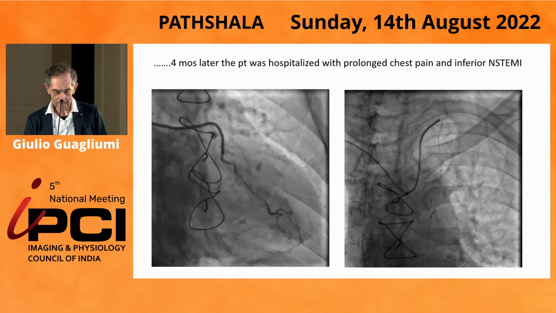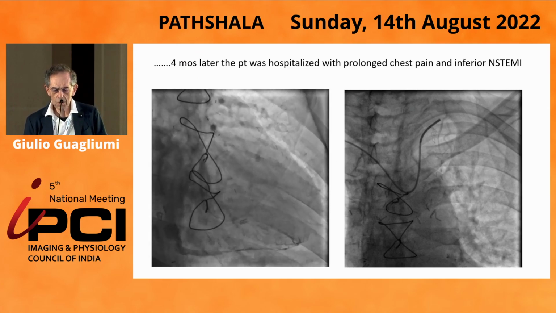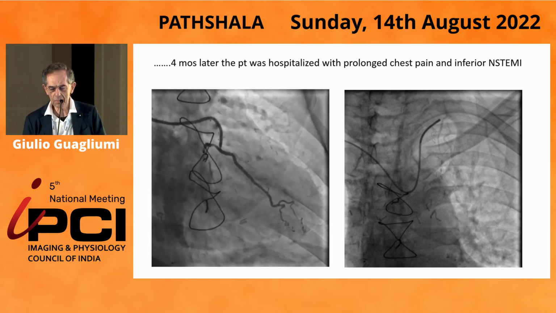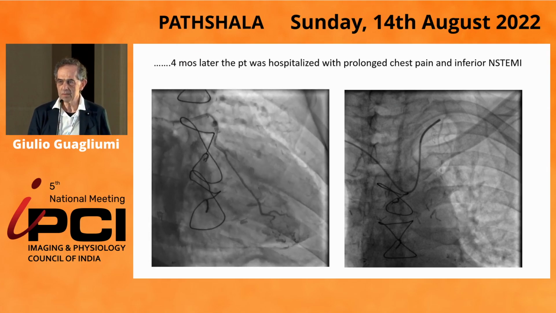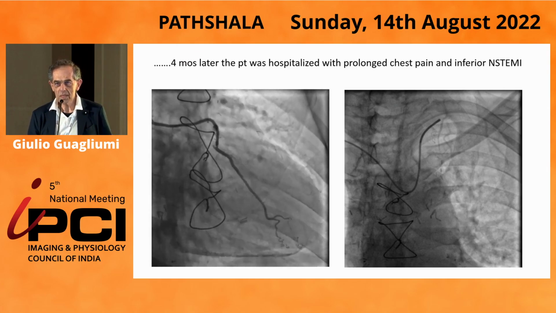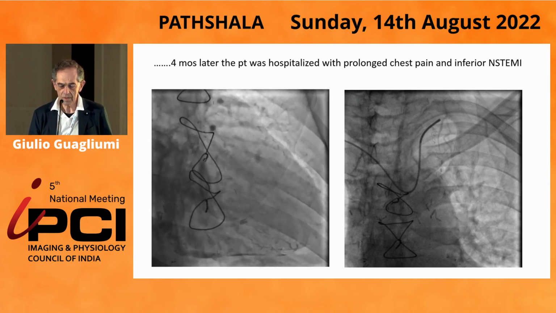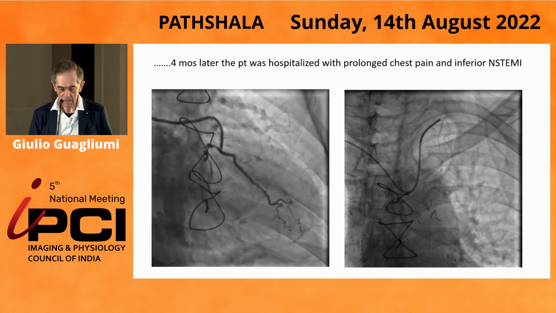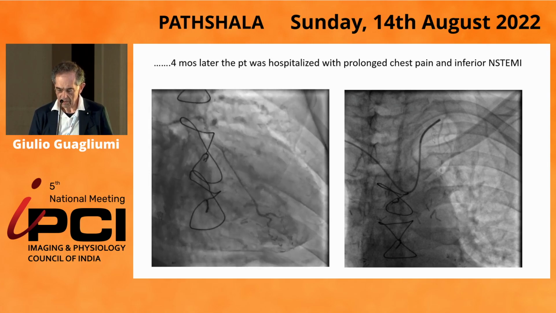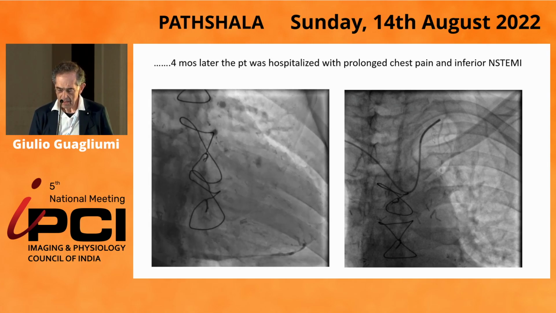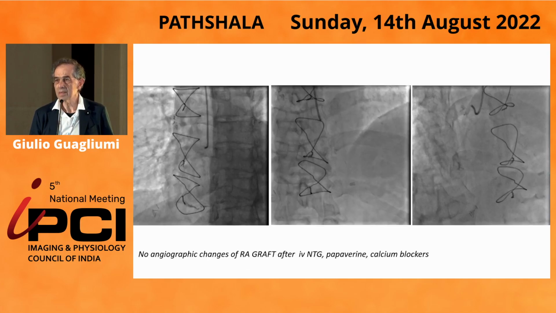Four months later, the patient was hospitalized with a prolonged chest pain and inferior STEMI. Check always by radial coronary artery, never touch the left. So in this case, you can see the patency of the RIMA and the patency of the LIMA that is not running, but I don't know why.